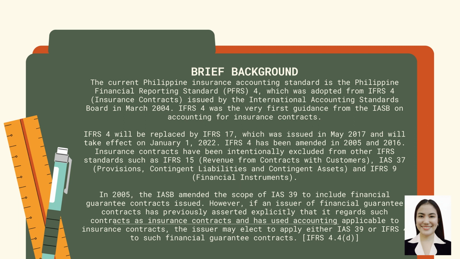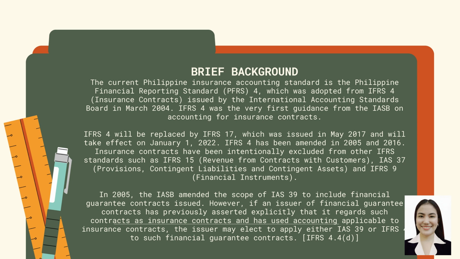So we have here IFRS 4 will be replaced by IFRS 17, which was issued in May 2017 and will take effect on January 1, 2022. IFRS 4 has been amended in 2005 and 2016. Insurance contracts have been intentionally excluded from other IFRS standards gaya ng IFRS 15 about the revenue from contracts with customers, IAS 37, yung provisions, contingent liabilities, and contingent assets, and yung IFRS 9, which is the financial instruments.